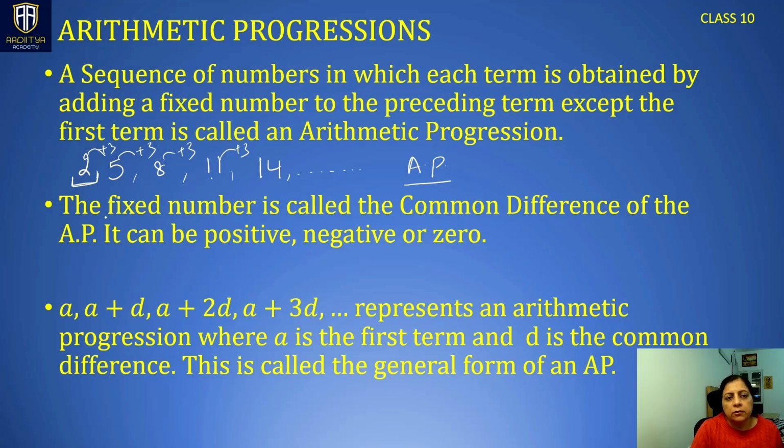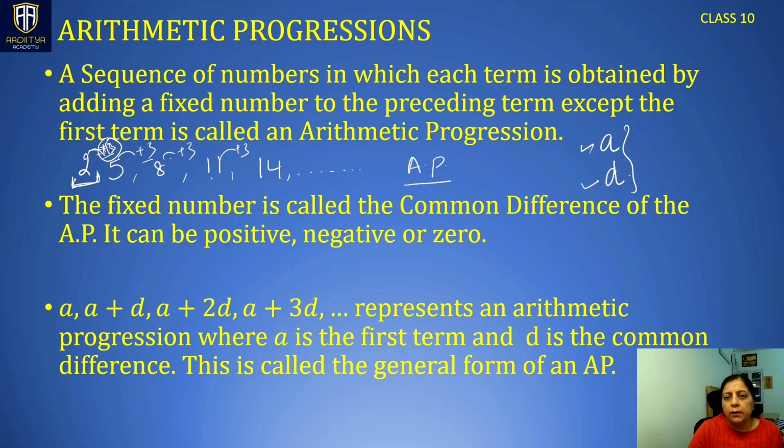Right? And the fixed number is called the common difference of the AP. This fixed number that we are adding, right? I am adding 3 here to every number. So this fixed number is called the common difference. And this is the first term of this sequence. The first term of a sequence is always represented by A. And the number which is getting added to every term is called the common difference, which is represented by small d. So there are two important terms in every AP.